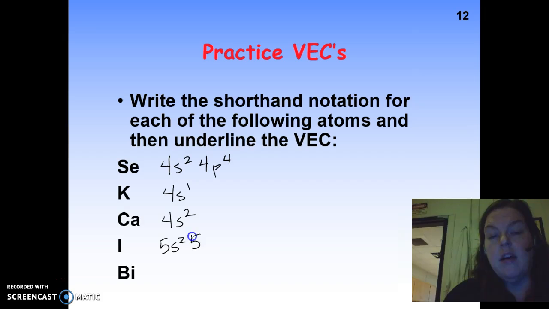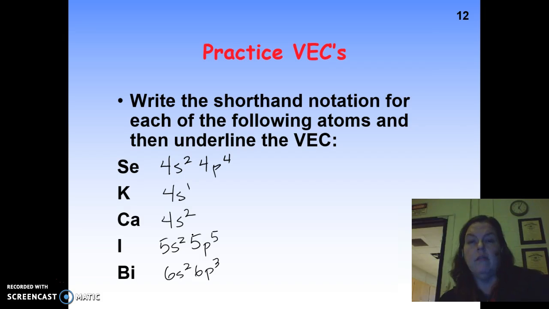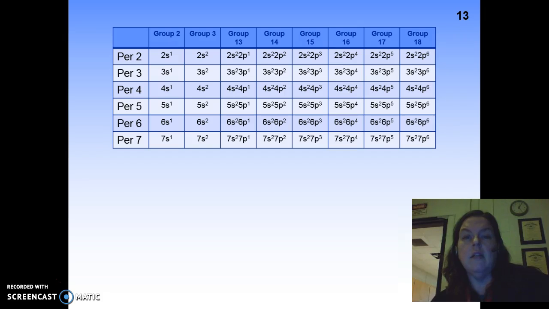This one would be 5S2, 5P5. And then finally 6S2, 6P3. All right, so next is the table that you should have filled out and all of the correct VECs if you got it right.